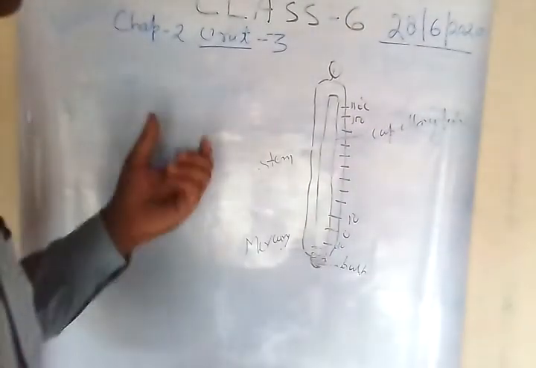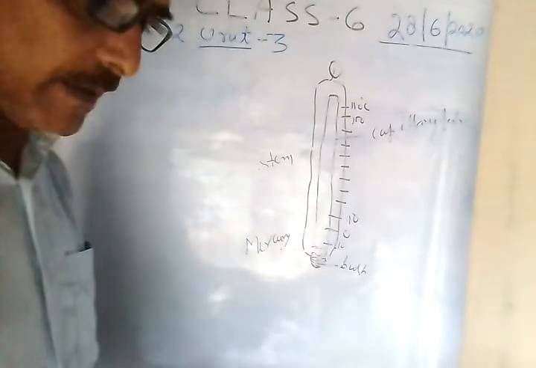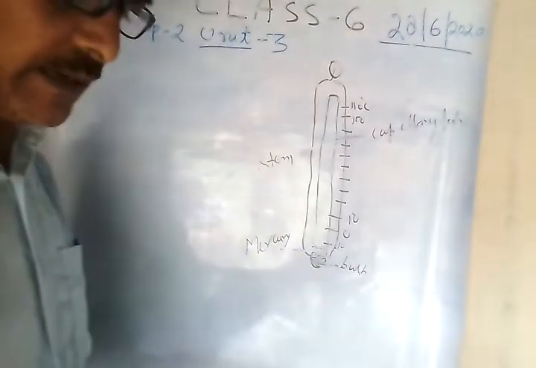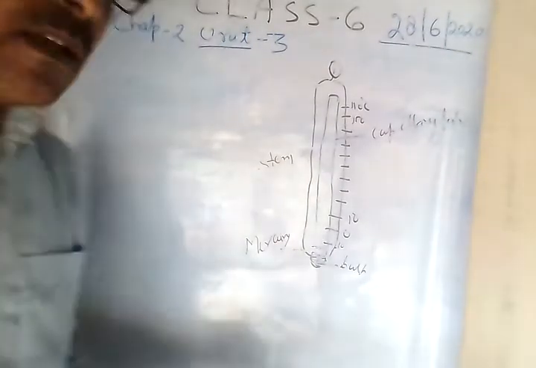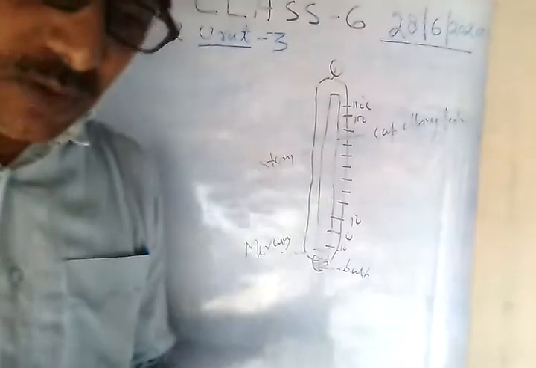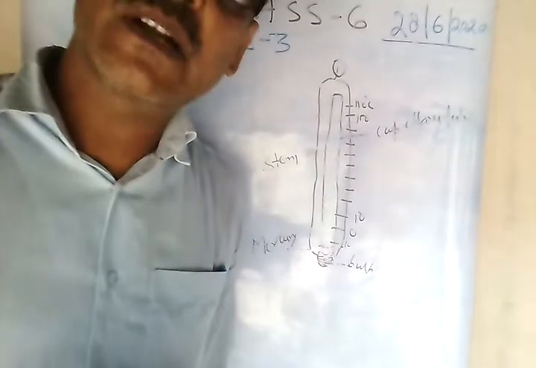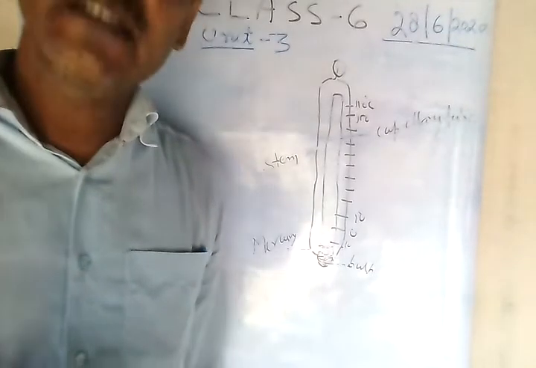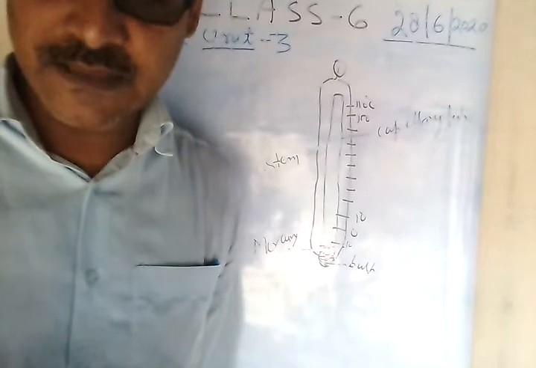Students, here we are discussing Chapter 2, Unit 3: Temperature and its Measurement. Already we have discussed what temperature is. Temperature is the measurement of the degree of hotness or coldness of an object.